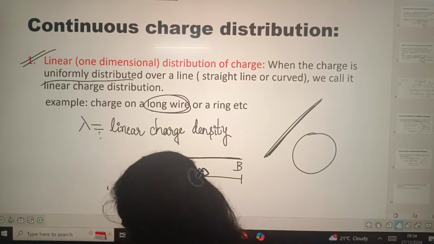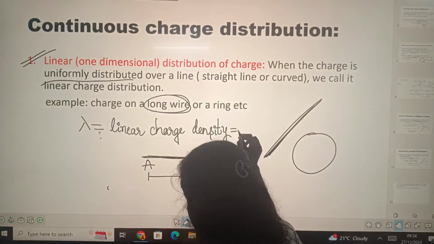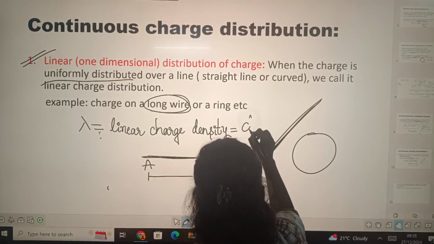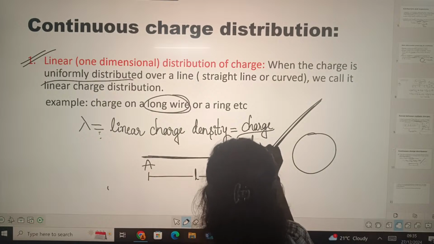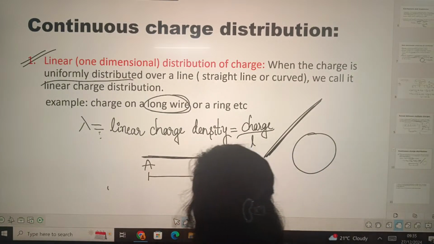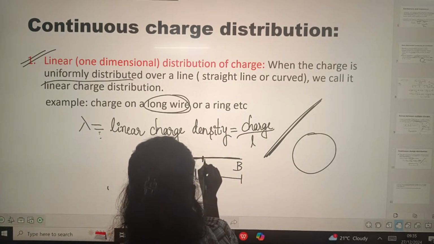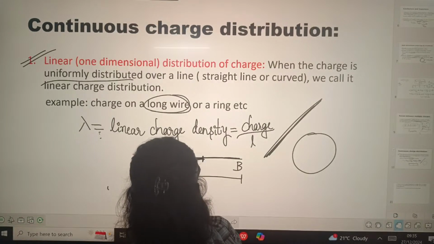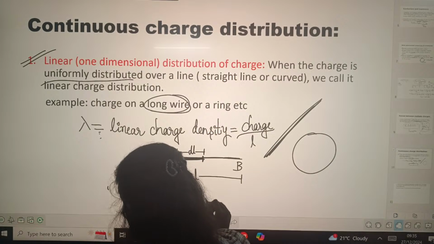Okay, let us consider it as linear charge density. Linear charge density is nothing but charge by length. Now consider a small length in the long wire AB whose length is small, dl.